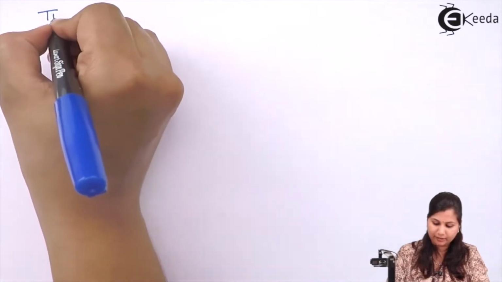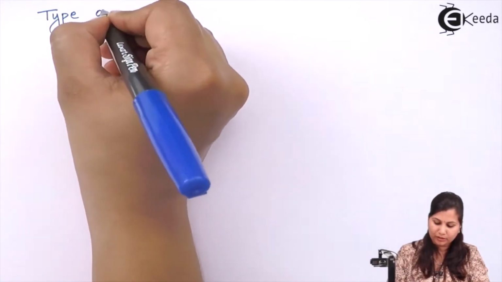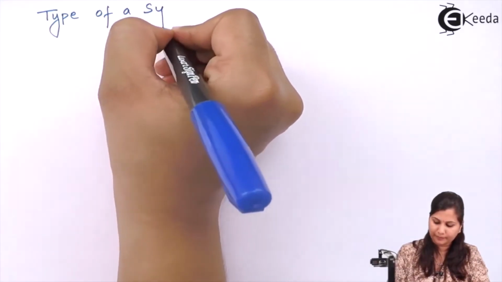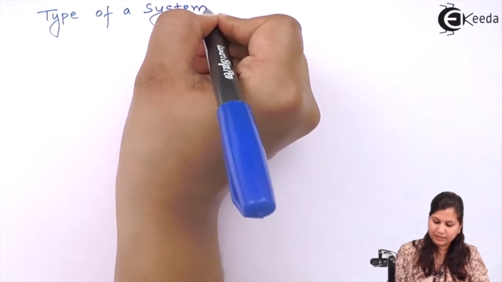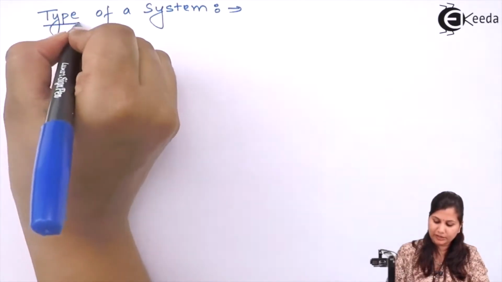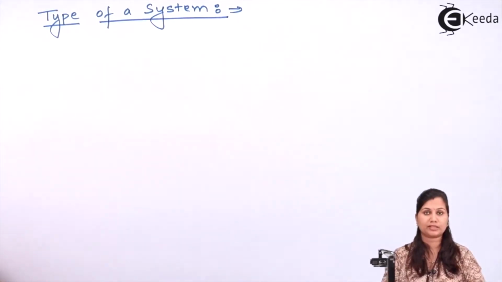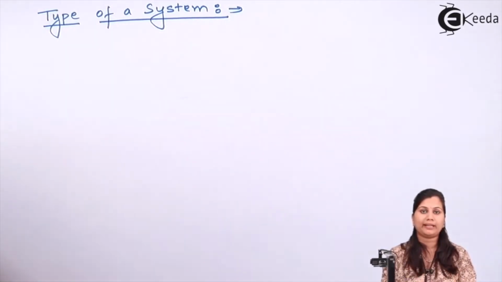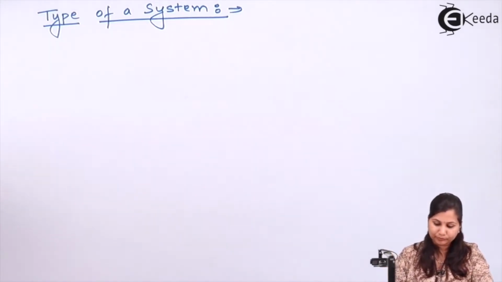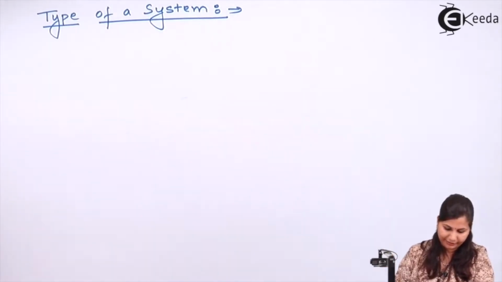Now we will study the next topic of this video, that is, what is the type of a system. Whenever we see a control system, whenever we see the transfer function of a system, how can we determine what the type of the system is? So let's define it.